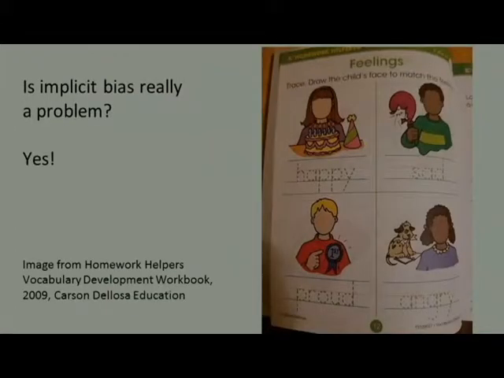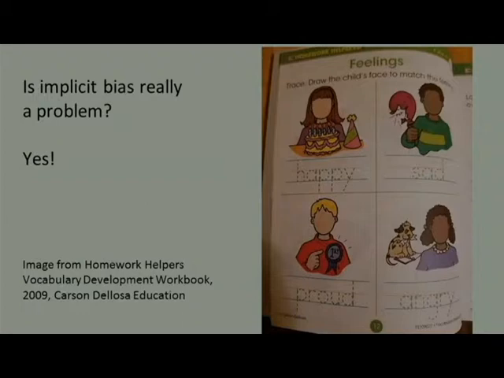So you might think, oh, so is implicit bias really a problem? And the answer is yes. It's not a benign thing. It might help us in some ways. It might be something hardwired into our brains. But because of how society functions, it's not a totally benign thing. It's something that we need to put our attention to.